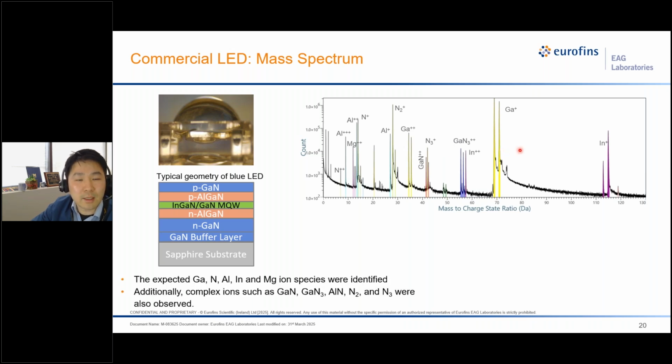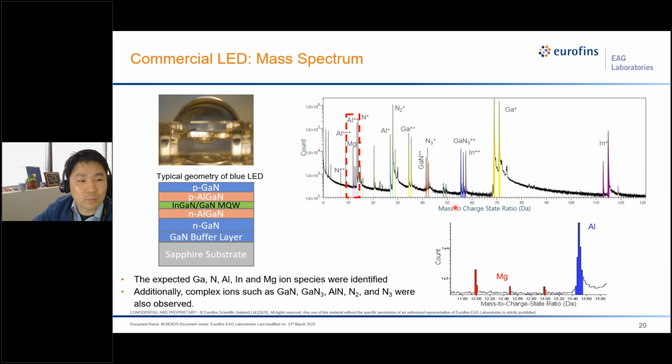So the dataset has excellent mass resolving power with low background, and we can analyze and quantitatively measure low concentration elements like magnesium and aluminum in the sample.